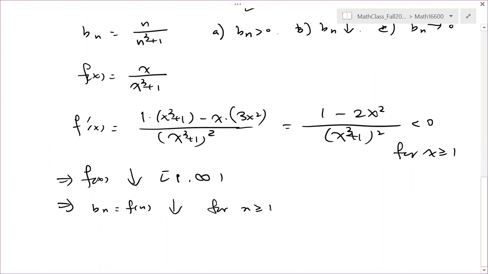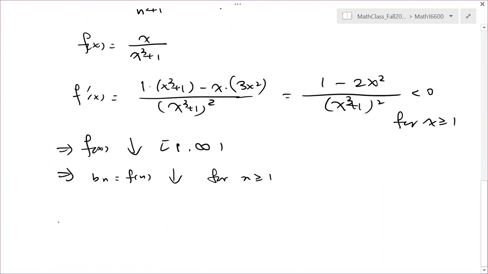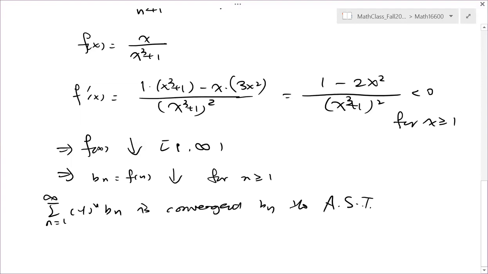Then you can say that this series is convergent by the alternating series test. Okay, there are some alternating series.